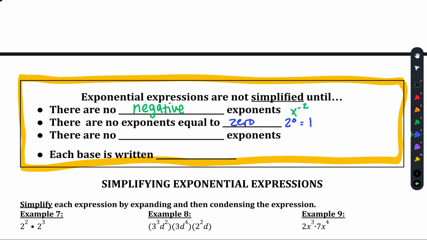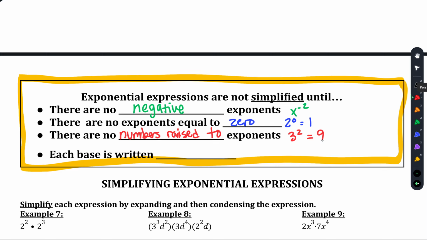Good on that rule? Rule number 3, there are no numbers left raised to exponents. What that means is I shouldn't leave anything as like 3 to the 2nd power. That's a number raised to an exponent. I should simplify that to 9. The variables that are raised to the exponents, those can just stay. But I should not leave a number raised to an exponent.